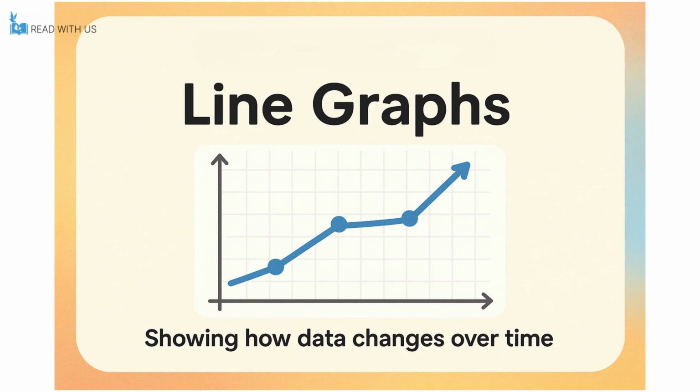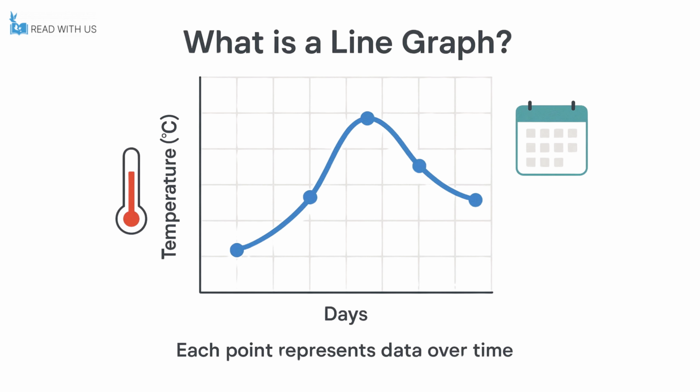In this lesson, we're learning about line graphs. Line graphs are used to show how data changes over time. They help us see trends, patterns, and comparisons easily. Each piece of data is shown as a point on the graph, and these points are connected with straight lines. This makes it easy to see how something increases or decreases over a period of time.